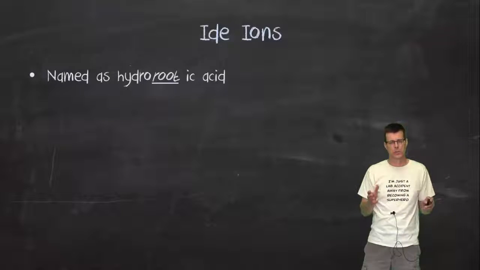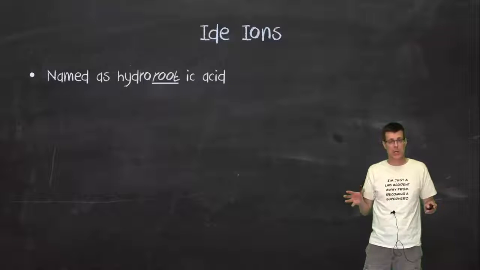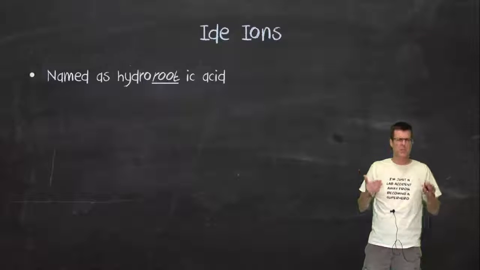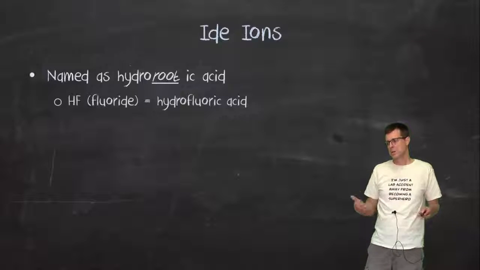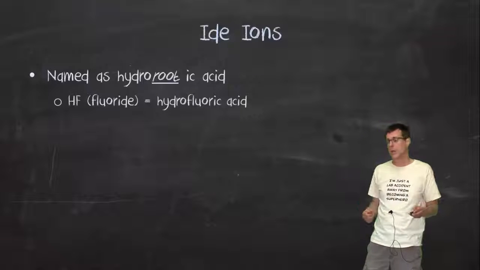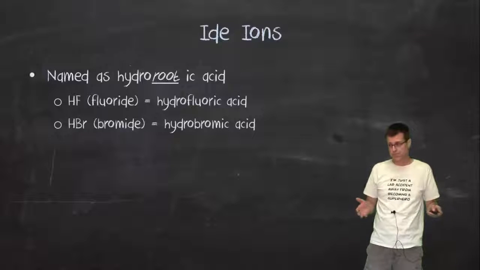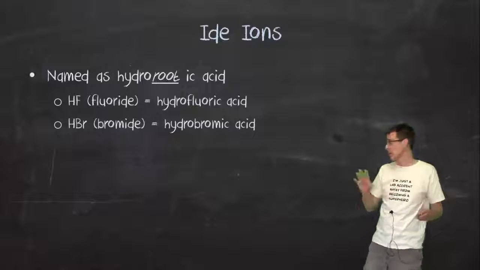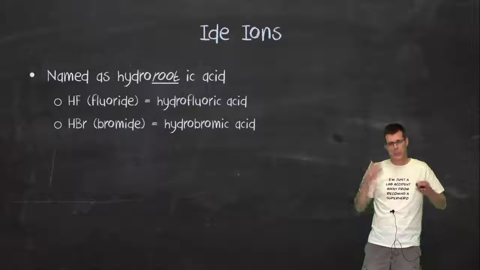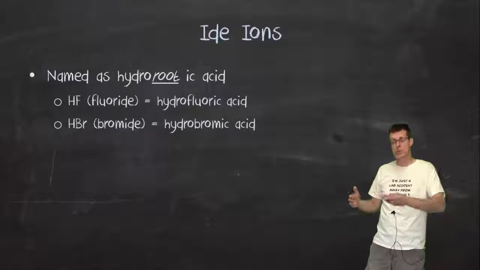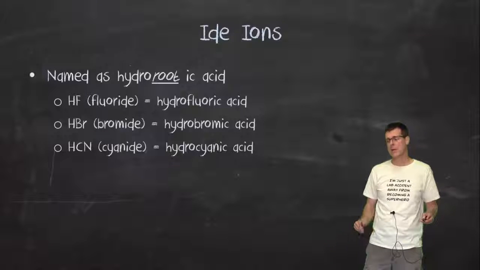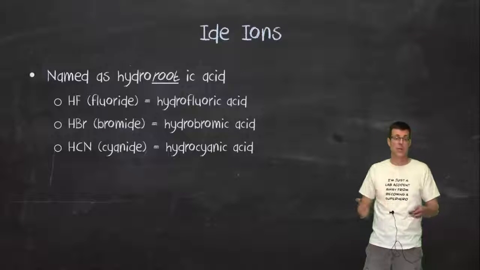Now, short version of how we do it is we call it hydro-something-ic, and the something, which I have identified here as the root name, comes basically from the name of the ion. So if I had HF, F is the fluoride ion, I would call it hydrofluoric. If I had HBr, that comes from bromide, and again, there would never be the expectation for you to put the bromide in brackets like that, but you would need to know that's the bromide ion, so then you would call it hydrobromic acid. And if you had HCN, it's from the polyatomic ion list, cyanide, hydrocyanic acid.